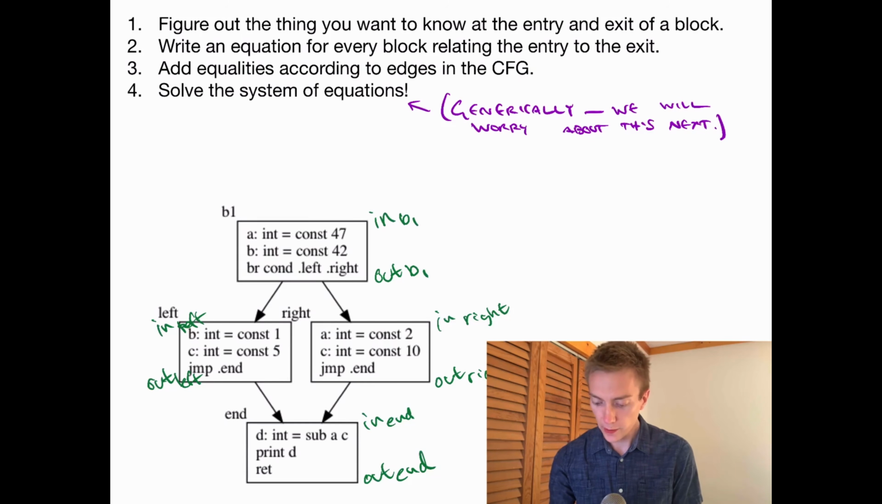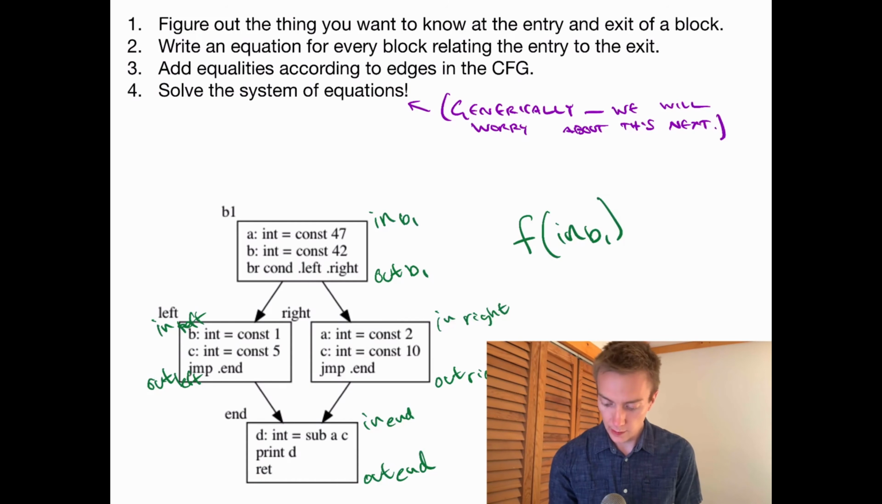The function I mentioned before, that local analysis function for every block, is sometimes called the transfer function, for what it's worth. It will relate the in for every block, for example for B1, to the out for that block. So we'll get a bunch of equalities that way.